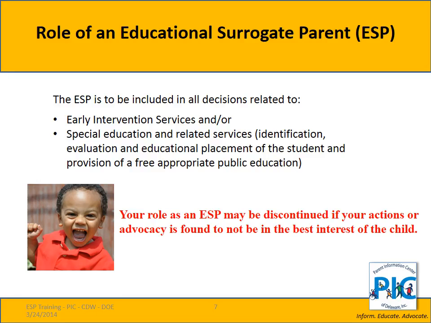The ESP is to be included in all decisions related to early intervention services with Child Development Watch and/or special education and related services, which includes identifying a child who needs special education and related services, the evaluation process for the child, the educational placement of the student, and making sure the student has a free, appropriate public education. Additionally, your role as an educational surrogate parent may be discontinued if your actions or advocacy is found to not be in the best interest of the child.